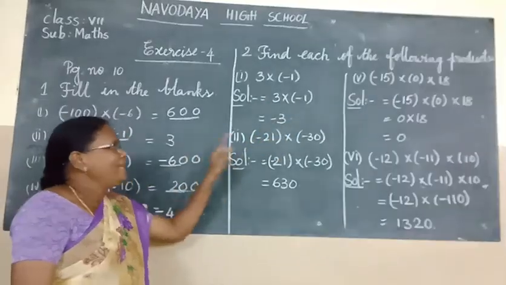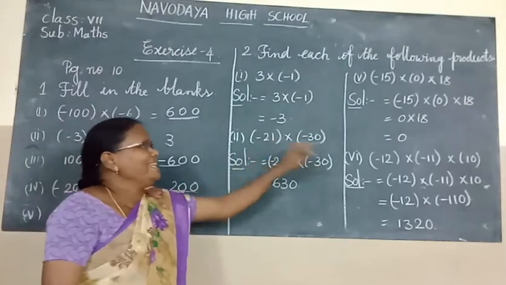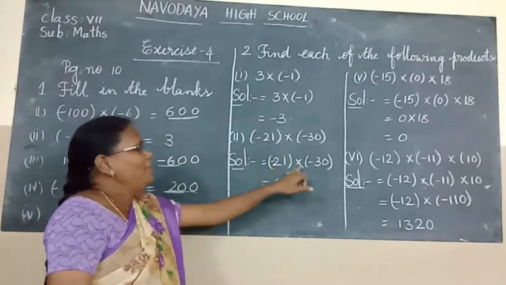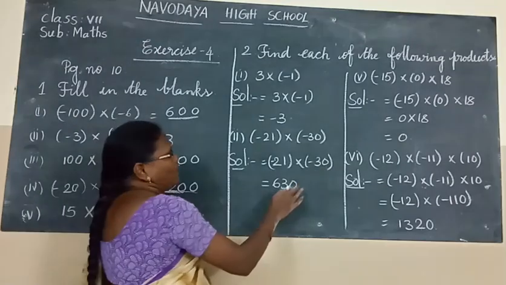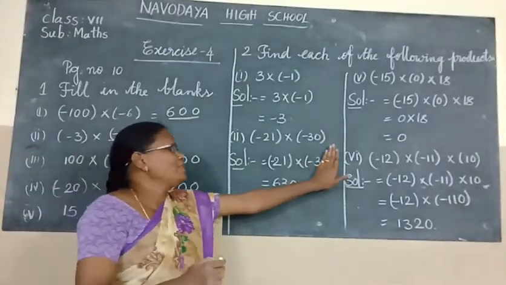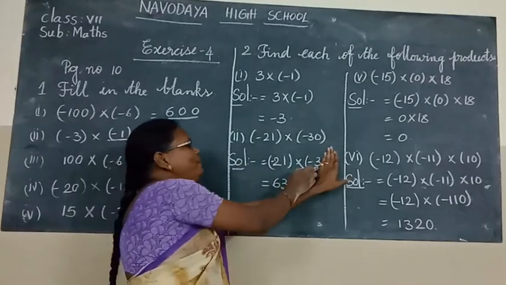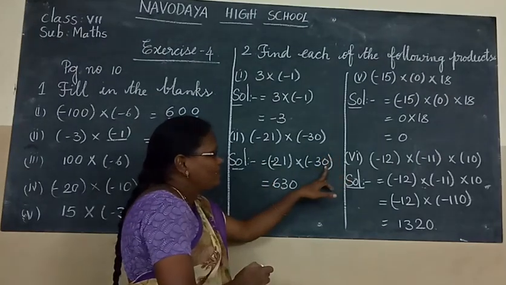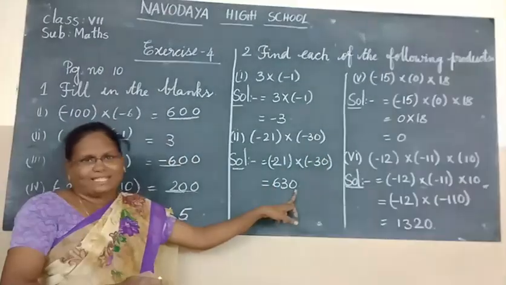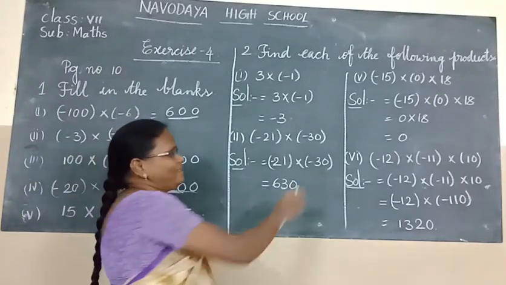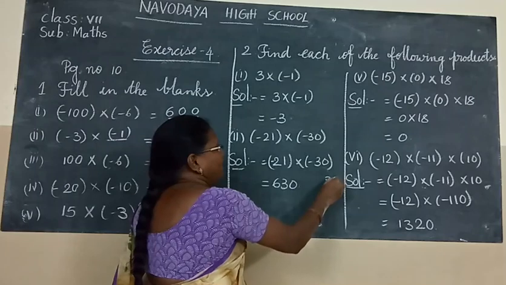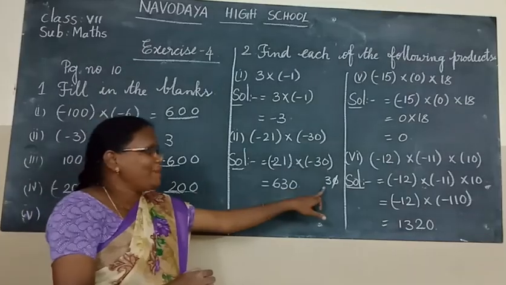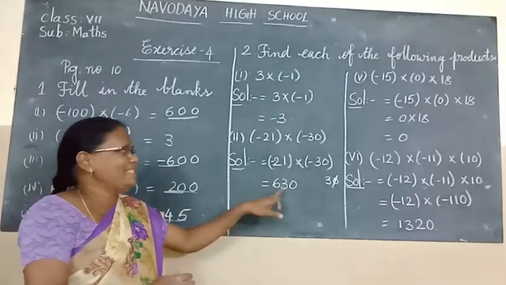-3. Next, -21 into -30. First we will put 0 on the right side of the number. Here 0 is there, first you remove the 0. First multiply with 3. 3 ones are 3. 3 twos are 6. What is the last number here? 0. Put 0 on the right side of the 63. Otherwise, 3 ones are 3, so 30; write 0. 3 twos are 60. 60 plus 3, 63.